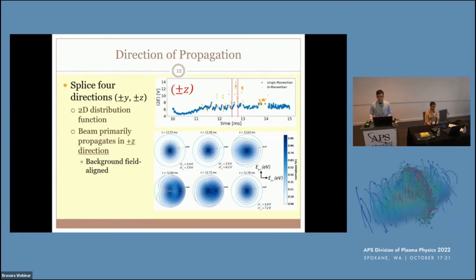So from here, we can draw a conclusion and say that the beam is propagating mostly in the plus z direction, and that direction happens to be the direction of the background field. So we can say that it is background field aligned.